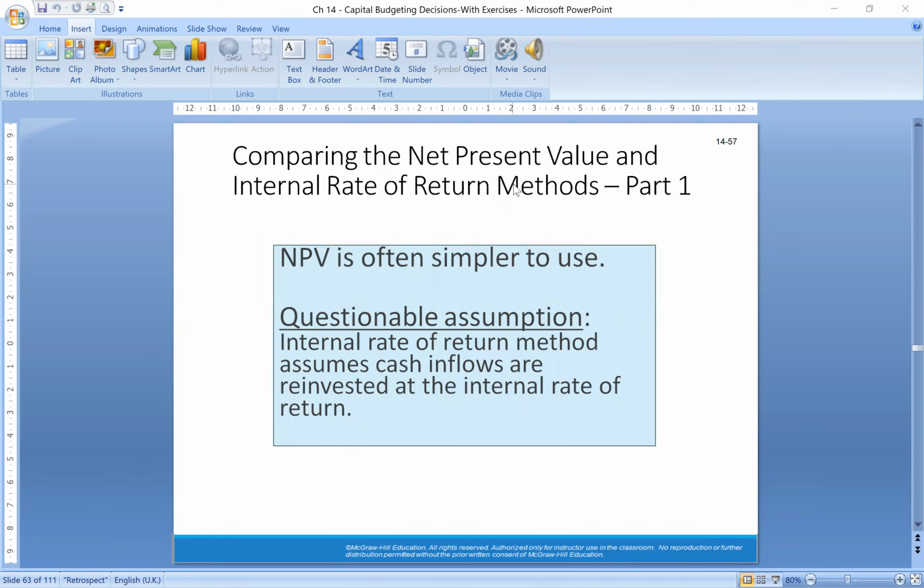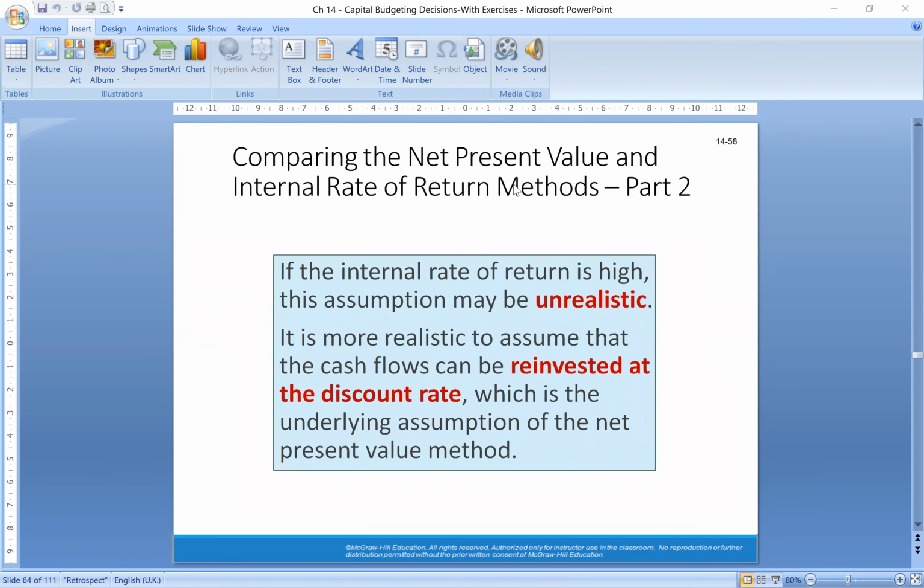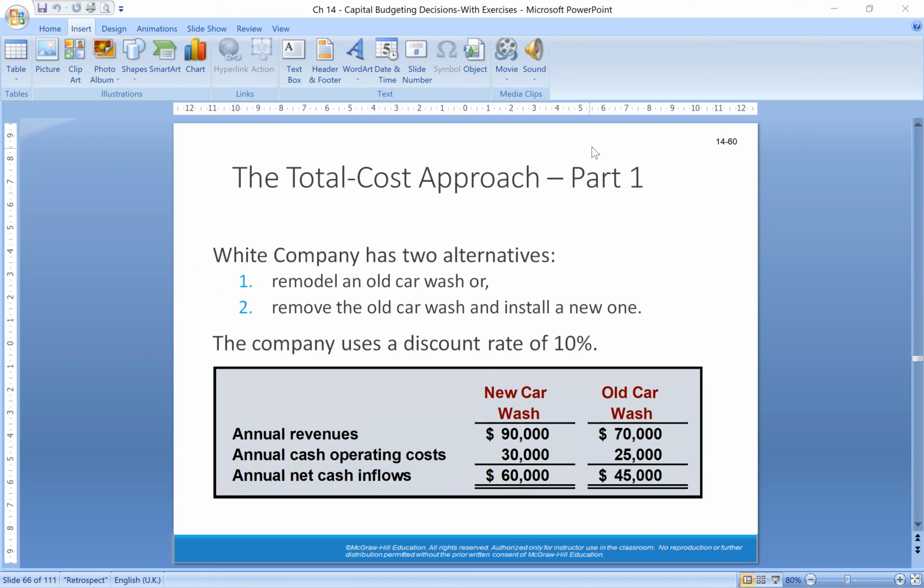An example for two alternatives for the net present value. White Company has two alternatives: remodel an old car wash, or remove the old car wash and install a new one. The company uses a discount rate of 10%. We do have this information for two projects.